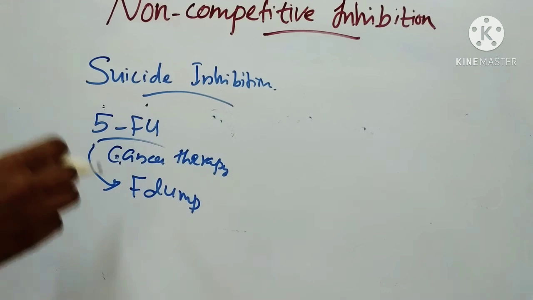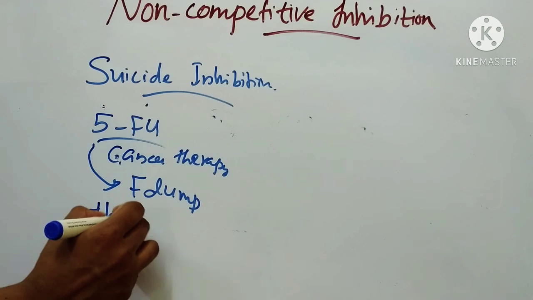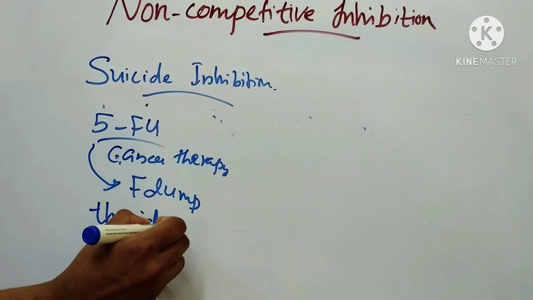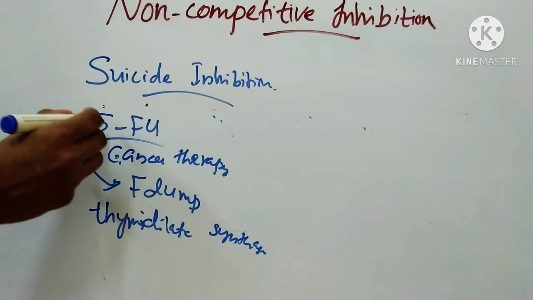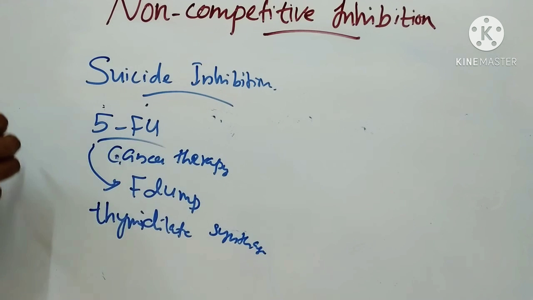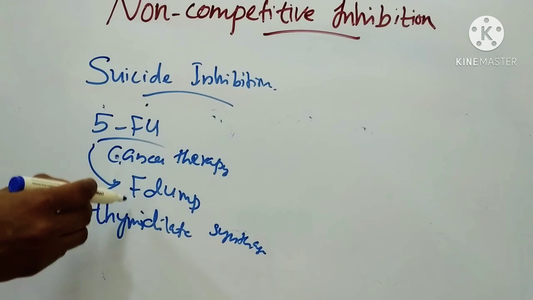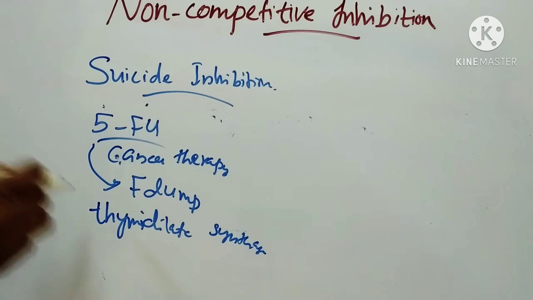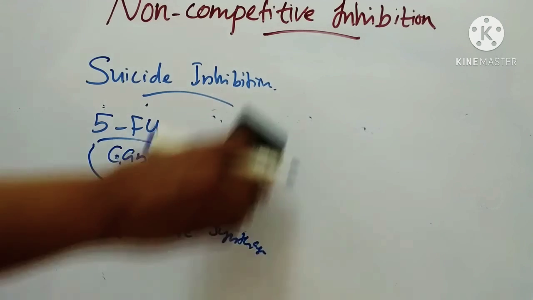This fluorodeoxyuridylate inhibits the enzyme thymidylate synthase. So first 5-fluorouracil is converted to fluorodeoxyuridylate by the enzymes of the salvage pathway. This FdUMP then inhibits the enzyme thymidylate synthase, thus inhibiting nucleotide synthesis. These are the examples of suicide inhibition.